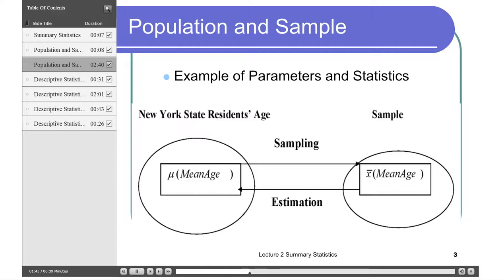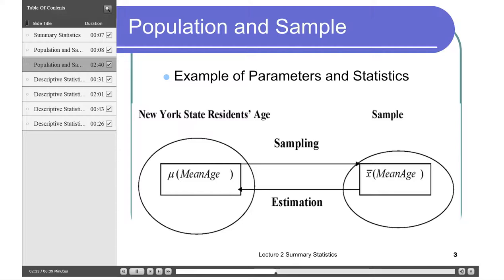There's an arrow from the left to the right which says sampling, which just represents the idea that in order to get a sample, we select it from the population. And then there's an arrow from the right to the left called estimation, and this refers to the fact that we use the sample mean in order to estimate the value of the population mean. This is an important idea because, again, we can't actually calculate the population mean directly. We're not going to be able to talk to every single person in New York. So we take a sample from the population, we calculate the sample mean in that sample, and then we use that value to estimate the value for the population.